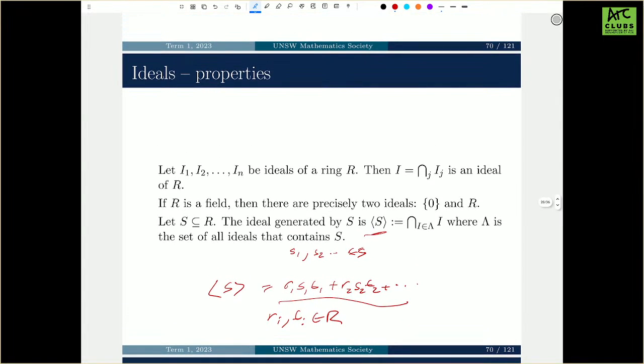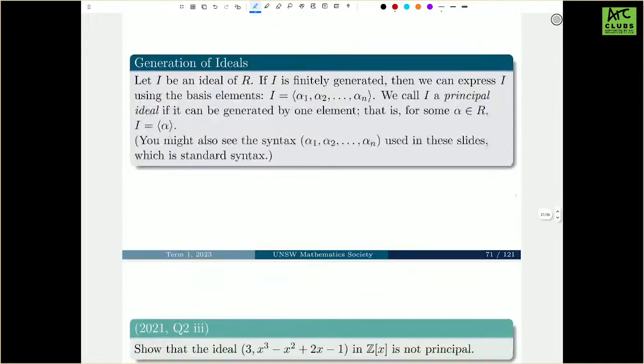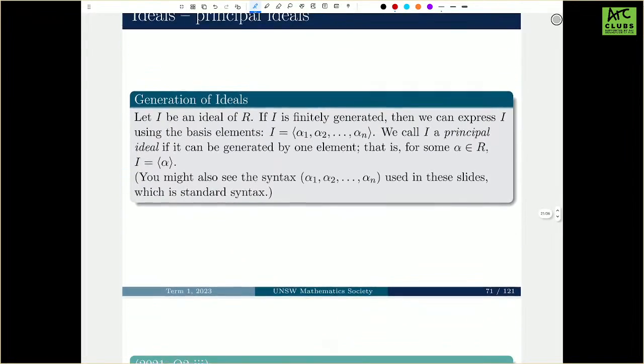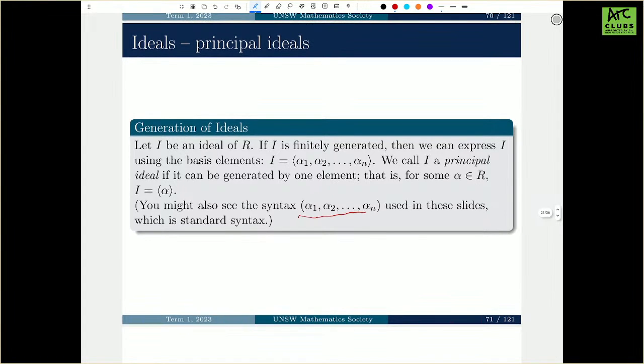In the slides, you'll sometimes see this notation being used for the ideal generated by an element, but this angle bracket notation is what's standard in this course, although this usage is more standard in general. You might see this syntax used in these slides. That tends to be more standard syntax, but we'll just use this. If I is finitely generated, we can express I using alpha 1 up to alpha n.